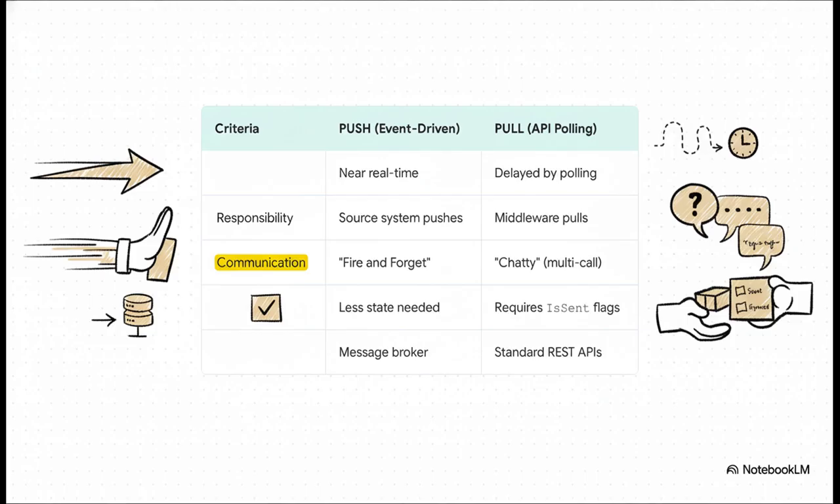Then there's communication. Push is fire and forget. You send the message and you move on. Pull is super chatty. All those calls to ask, fetch, and then confirm. And that leads to state tracking. With push, you don't need much. But with pull, you absolutely need those little flags like is sent and is synced, just to keep track of what's already been done. It's just more complex.